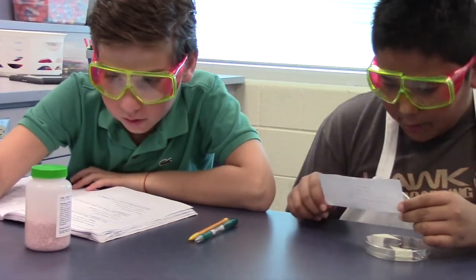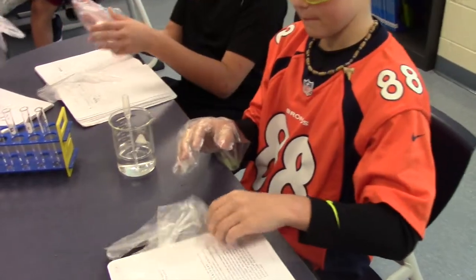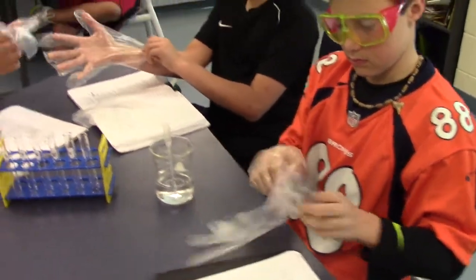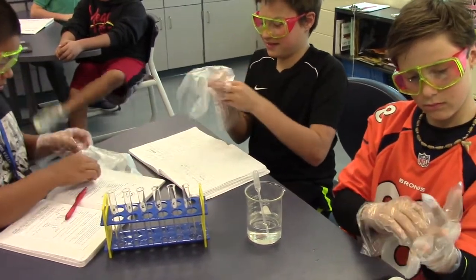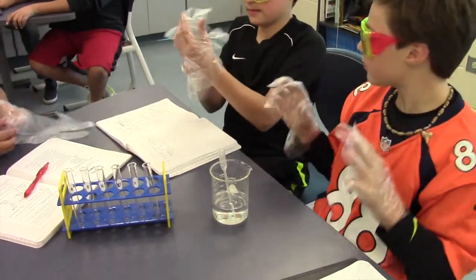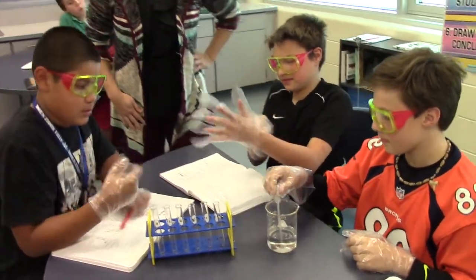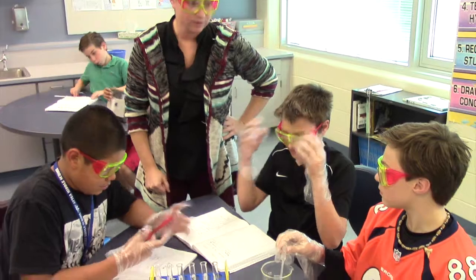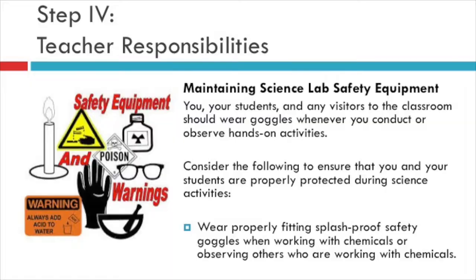Third, if instructed to do so, wear an apron or smock to protect your clothing. Fourth, read and follow all warning labels on substances being used. Next, be sure your teacher is aware of any allergies you may have. And finally, carefully follow all instructions when conducting a science activity. Be sure to use substances exactly as described in the activity.